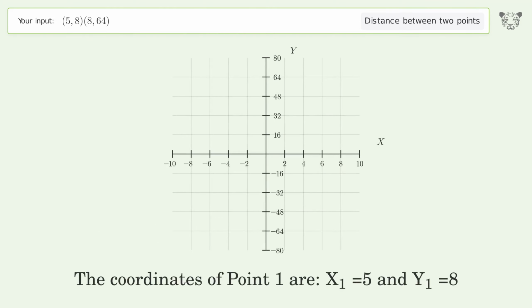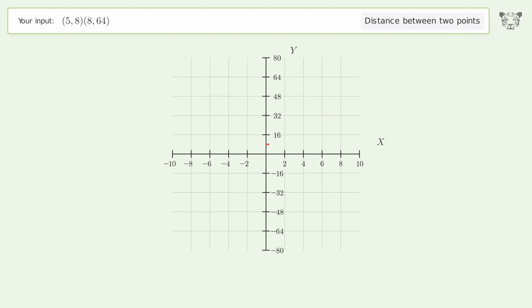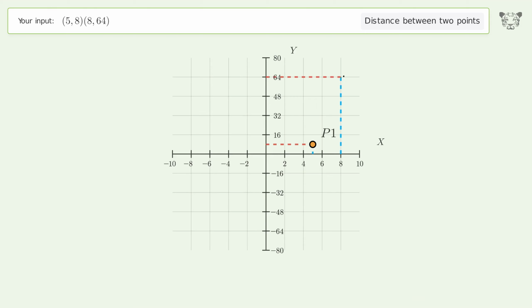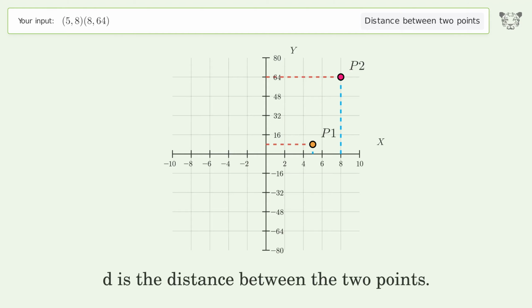The coordinates of point 1 are x1 equals 5 and y1 equals 8. The coordinates of point 2 are x2 equals 8 and y2 equals 64. D is the distance between the 2 points.